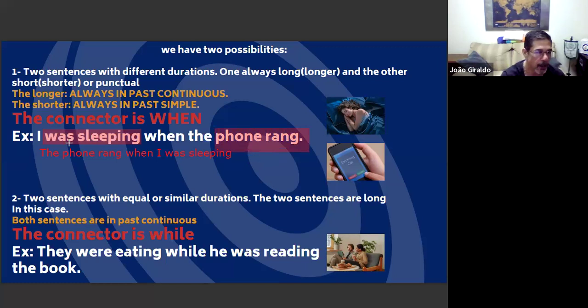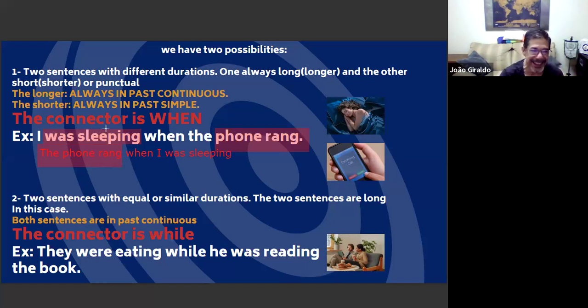Okay, so here, the phone rang, all right, is the punctual action. The phone rang when I was sleeping. So the long continued to be I was sleeping. The punctual continued to be the phone rang. I only inverted the position. This is one situation, one possible situation to complete with past continuous.